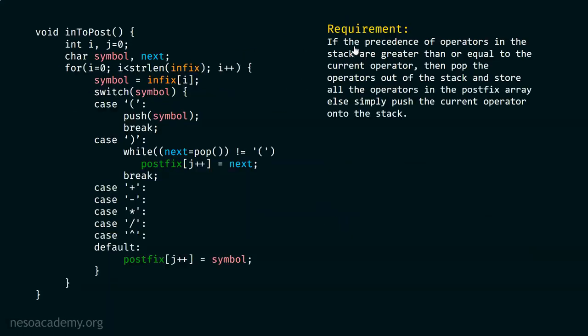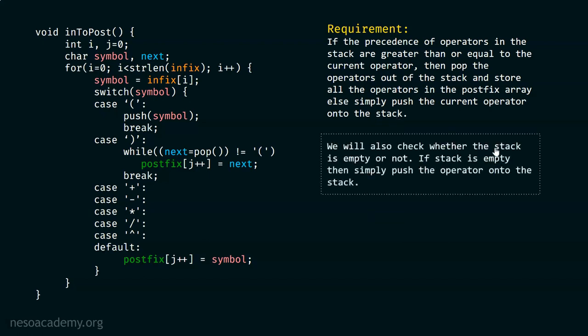Now you can see the current requirement. If the precedence of the operators in the stack is greater than or equal to the current operator, then pop the operators out of the stack and store all the operators in the postfix array. Else simply push the current operator onto the stack, right? We are already aware of this. Let's do the whole procedure. And definitely this part, that is pushing the current operator onto the stack, must be evaluated no matter what, okay?